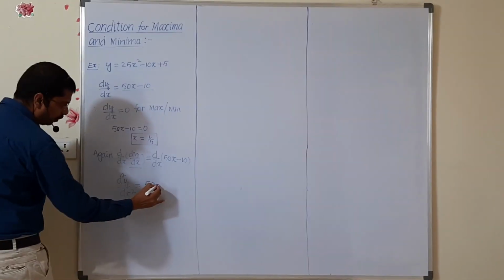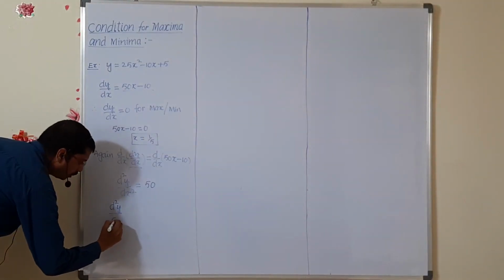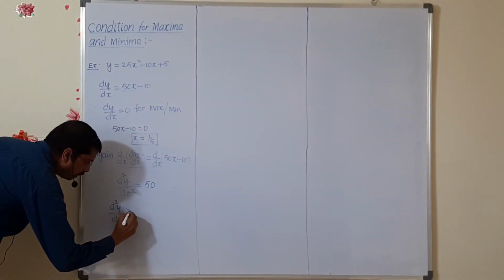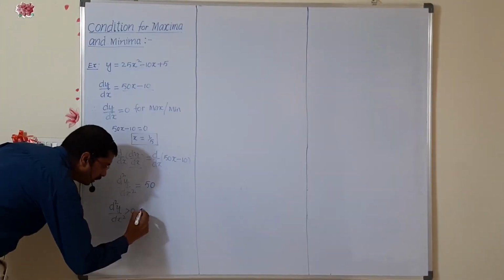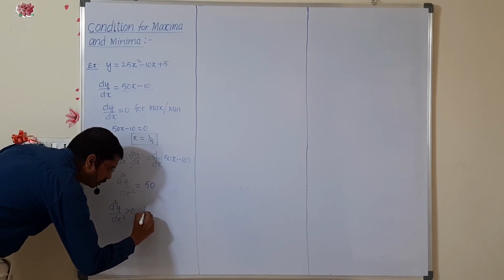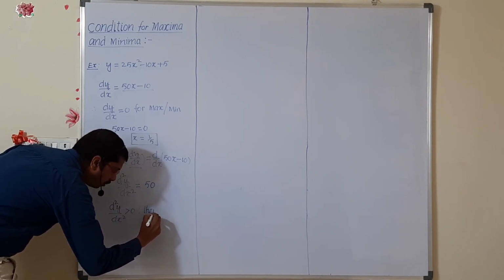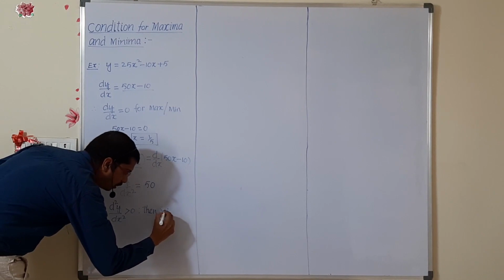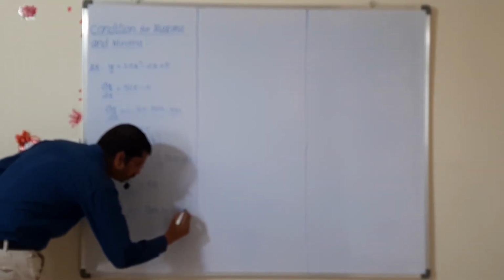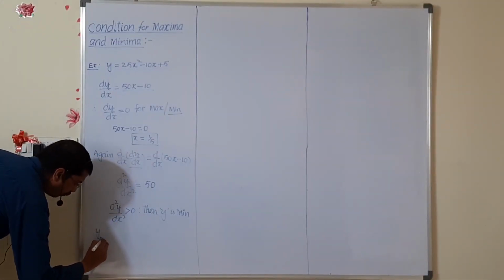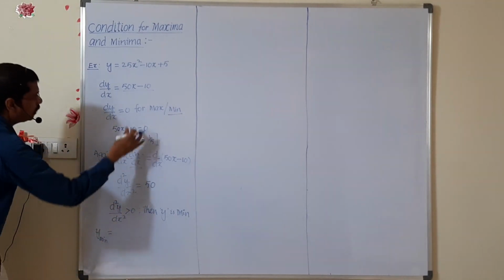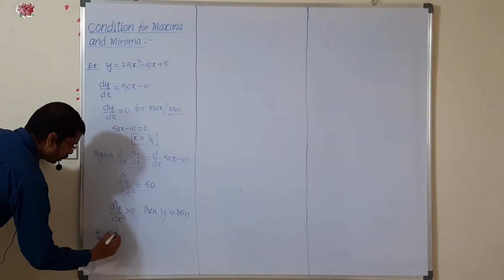It is 50, so what is the condition here? d square y upon dx square is greater than 0. 50 is greater than 0. Then, which condition do we have to use? The minimum condition. Now y is a minimum. If y is the minimum, substitute the x value in our equation.